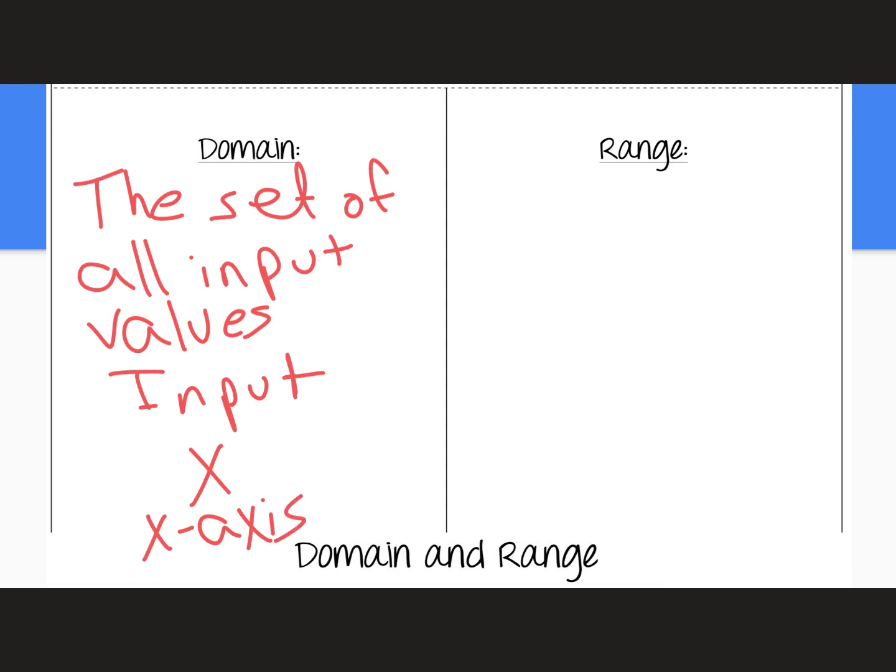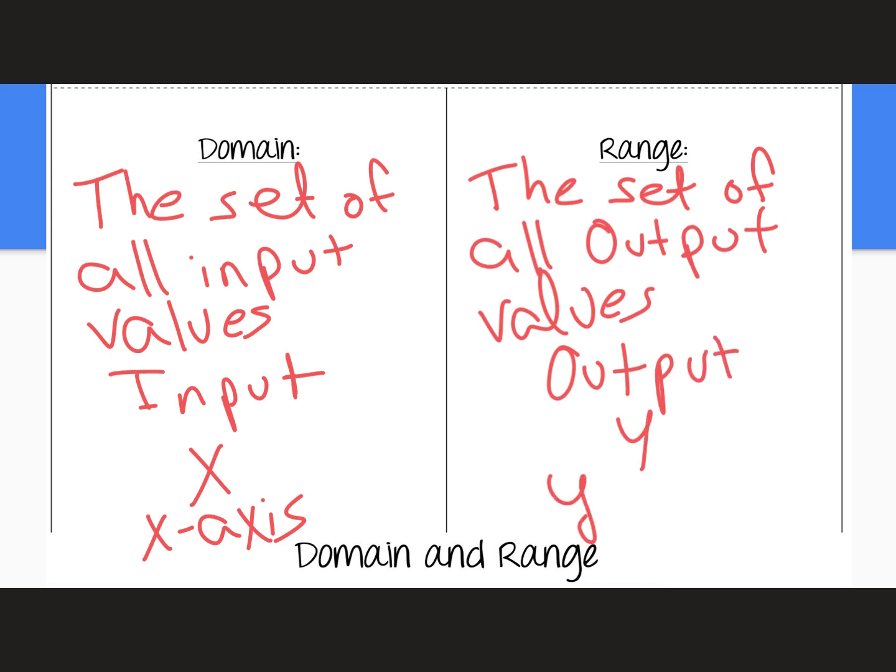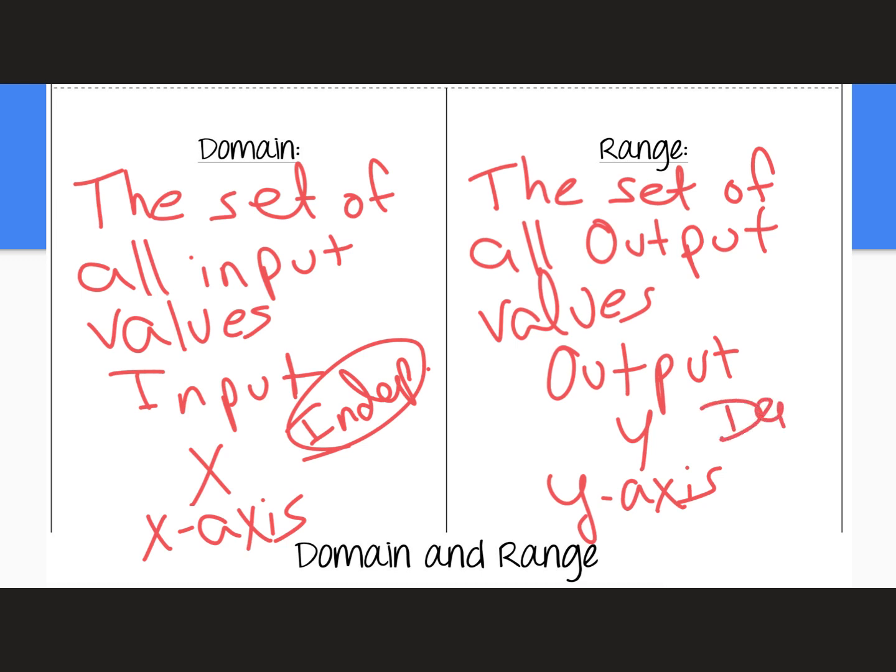Your range is, if the domain was the inputs, the range is your outputs. So that is the set of all output values. We will also just call this output. They'll also call this your y, and it is always graphed on the y-axis. Sometimes we'll also refer to domain as your independent variable. Think back to when you were in science class, your independent variable is always on the x, and y is your dependent variable. It's the one that depends on the other.